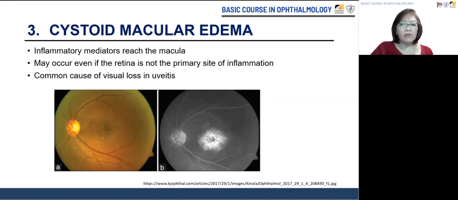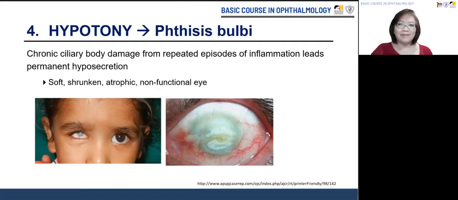CME can result from inflammation in any segment, that is, patients with anterior, intermediate, or posterior uveitis may present with CME. The retina does not have to be the primary site of inflammation for CME to develop. This remains the most common cause of visual loss in uveitis patients.